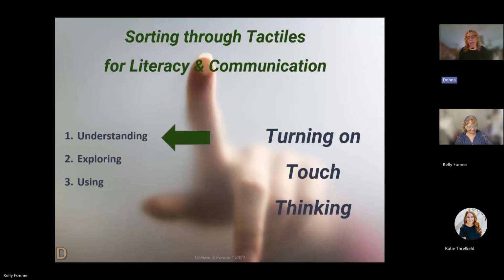So sorting through tactiles for literacy and communication, we like to think about it as turning on touch thinking, just like having that brain really engage with what your finger is touching. And so we simplify this learning for you by putting it into three areas. First, understanding what we mean by tactiles, exploring tactiles, and then using and implementing tactiles. So that's how we frame what we're going to share with you.